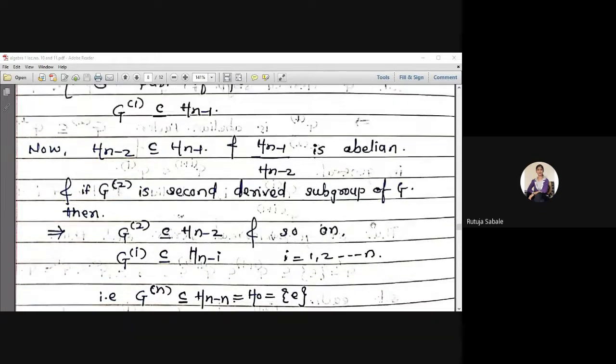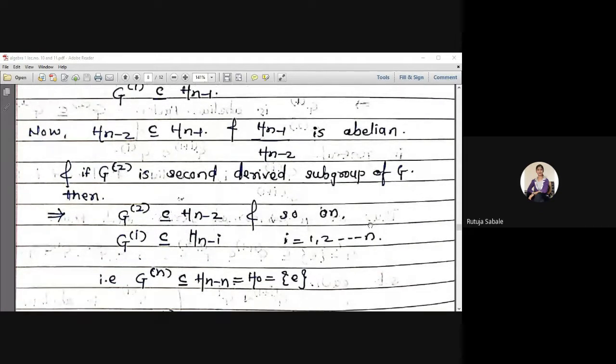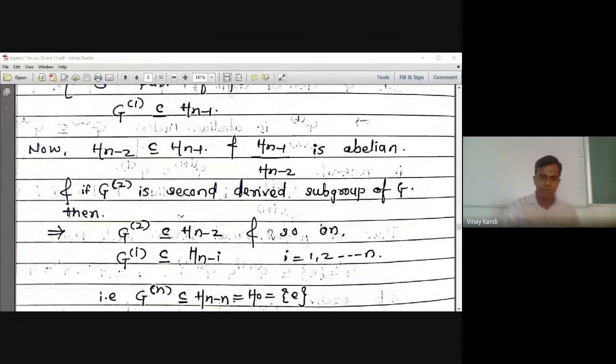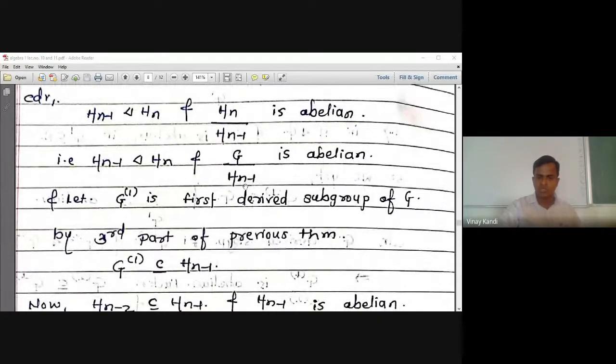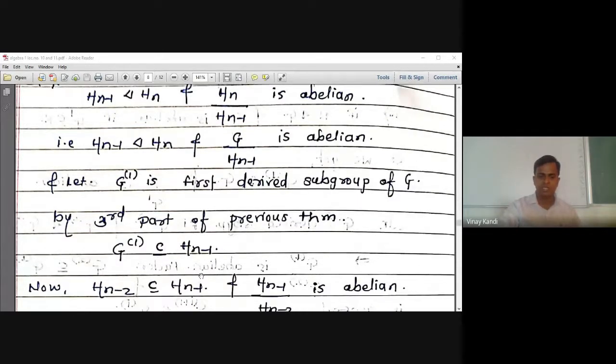No, sir. Shall I explain again? No, sir. Pay attention properly once more. If here we put H_{n-1} equal to capital N, what do we have then? G by N is abelian and N is normal in H_n. Okay, if G1 is the first derived subgroup of G, then by the third part of the previous theorem, G1 is contained in capital N. This is nothing but H_{n-1}.